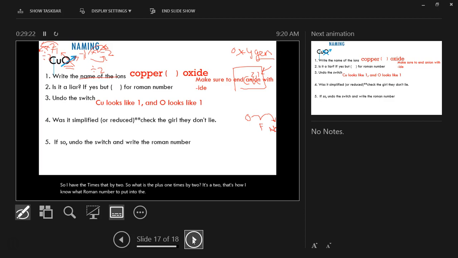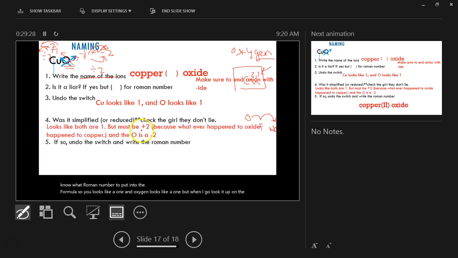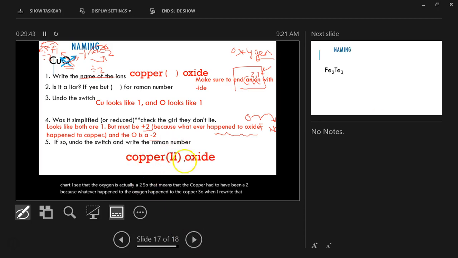So Cu looks like a 1 and oxygen looks like a 1. But when I go look it up on the chart, I see that the oxygen's actually a 2. So that means that the copper had to have been a 2, because whatever happened to the oxygen happened to the copper. So when I rewrite that, I have copper Roman number 2 oxide. Please don't forget to put the oxide. You can't say copper Roman number 2 oxygen. That's wrong.